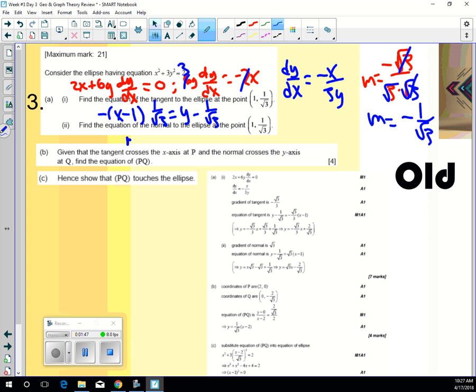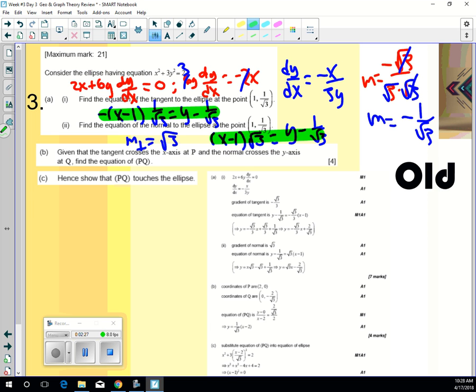For the normal, that perpendicular slope will just be what? This slope is negative 1 over square root of 3. What will the perpendicular one be? Just the root 3, right? So if that's your normal, or that's your slope, then you just go x minus 1 times the slope equal y minus 1 over the square root of 3. So you can see how this one only gives you 2 marks, 1 for finding the slope and 1 for finding the equation. This is my first answer and second answer.